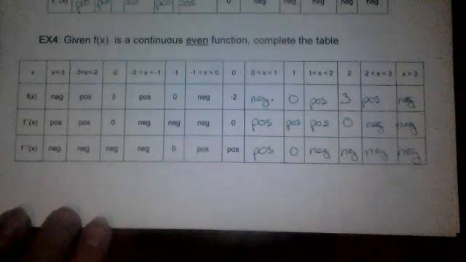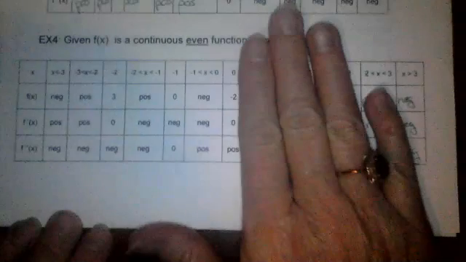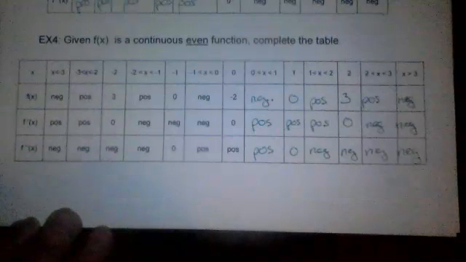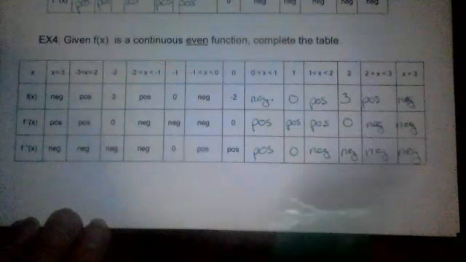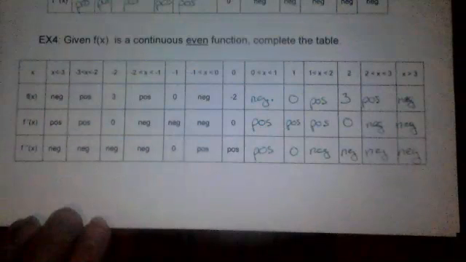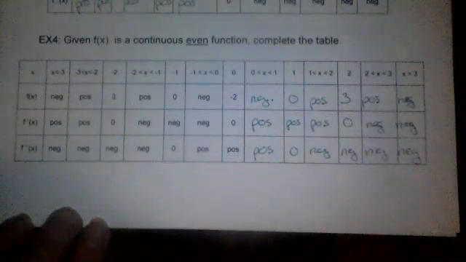So how this would help you, if you were trying to sketch a graph and you know that that function is even and you know half of the graph, then you don't have to find all the information on the other side. You could use this to help you with the increase and decrease and concavity for that particular function.